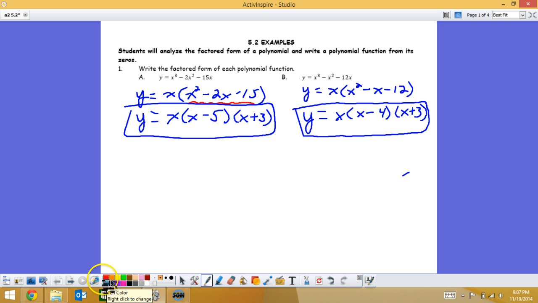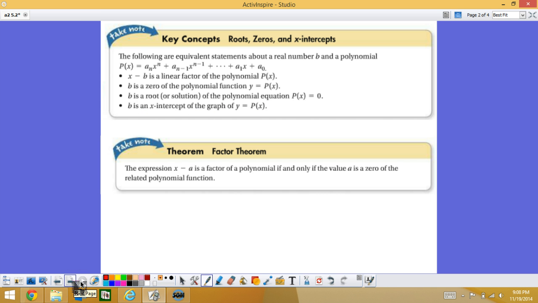In these answers here, or these factored forms, x minus 5 and x plus 3 are linear factors. So in these cases, b would be 0, 5, or negative 3. In this case, x minus 4 and x plus 3 are linear factors, so b would be 0, 4, and negative 3, just so we get a bearing on what we're talking about and what our b value is. So back to this screen.